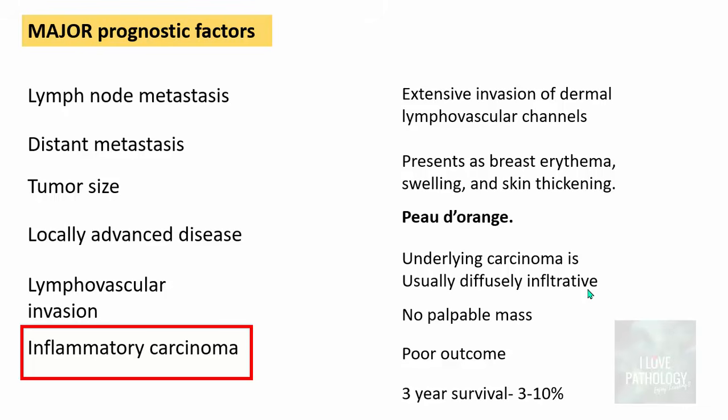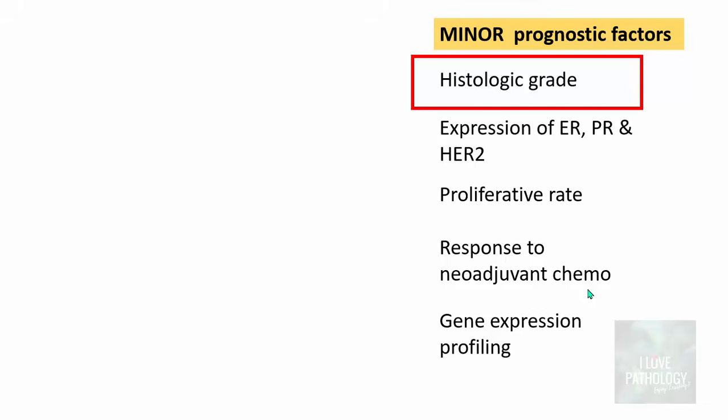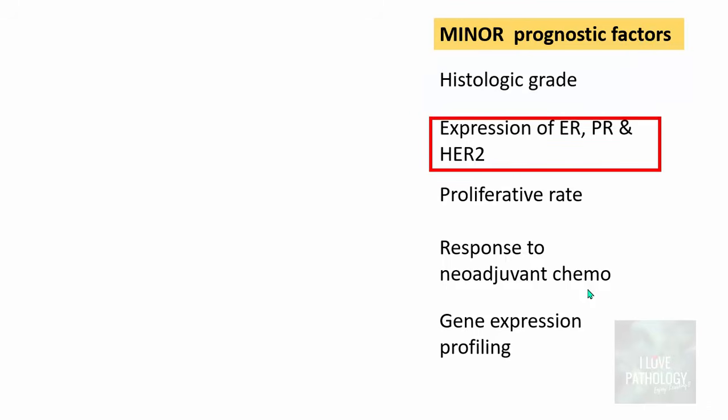These are all the major prognostic factors. Now, moving on to the minor prognostic factors. First one is histologic grade. Higher the grade, poorer the prognosis. The high grade tumors fare very poorly. Expression of ER, PR, and HER2. The survival rates of breast cancer patients are high when they are positive for ER and PR, because they are very responsive to hormonal treatment. When all three are negative, it is difficult to treat these patients.